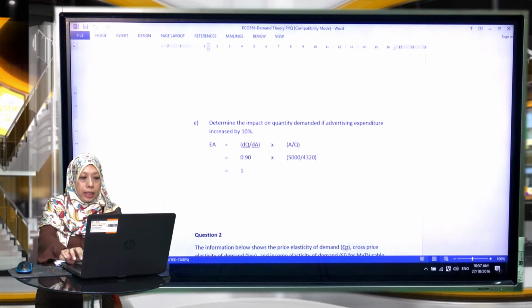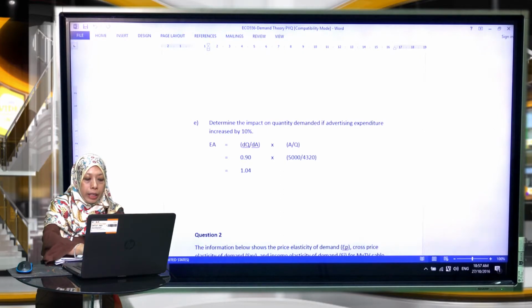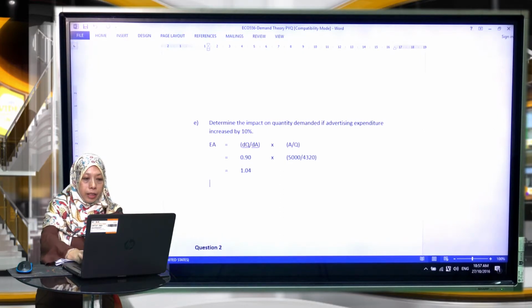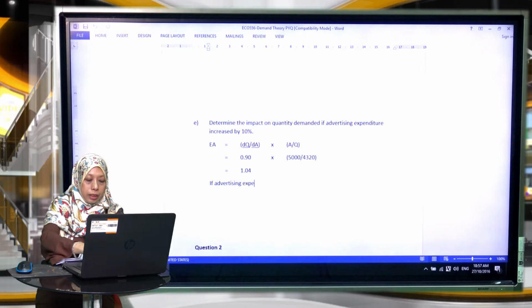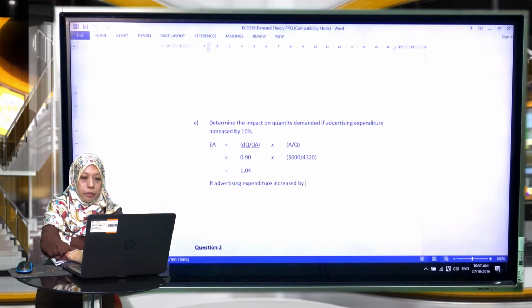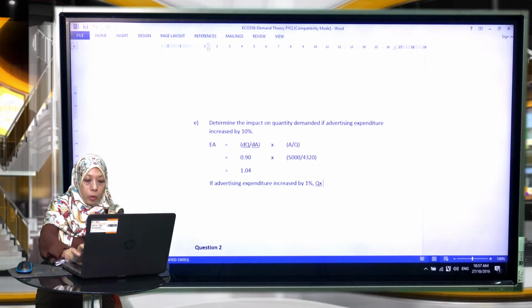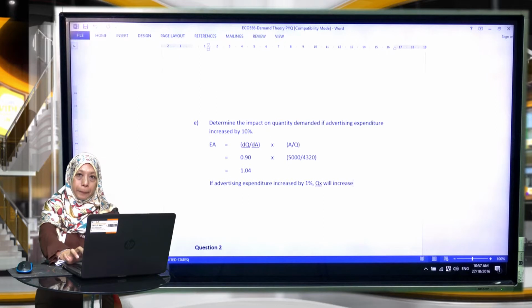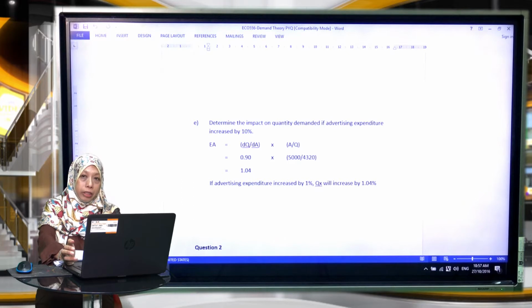So what does it mean? It simply means that if advertising expenditure increases by 1%, quantity demanded for X will increase by 1.04%. But the question is interested to know the impact of a 10% increase.